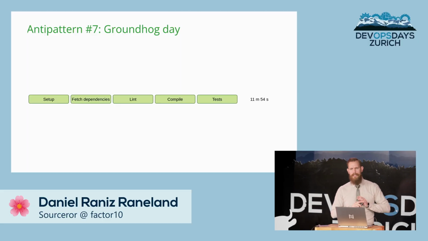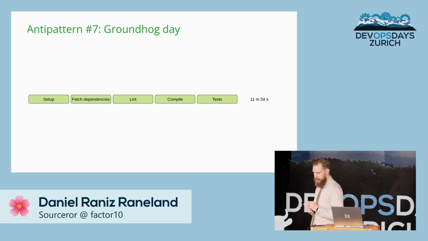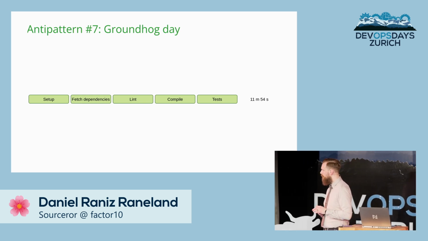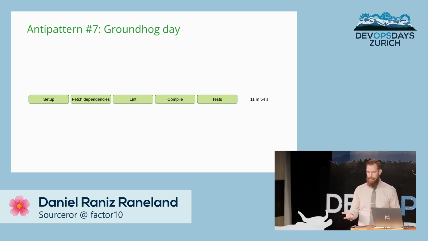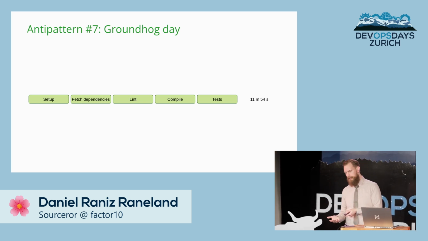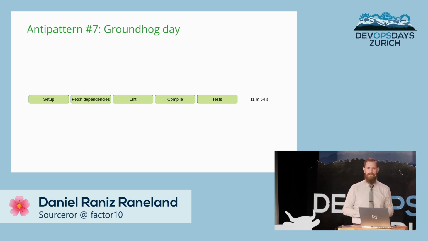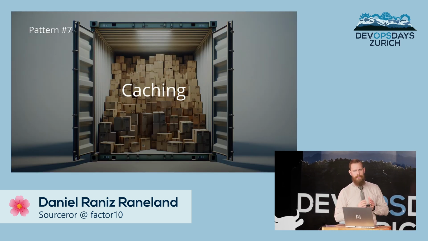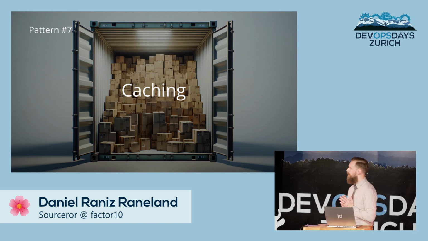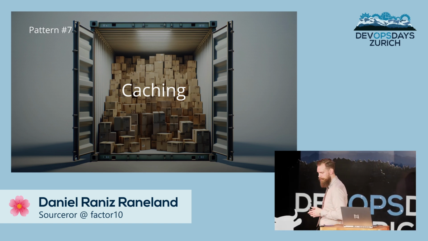We can do things to alleviate this. For example, here is a Rust pipeline again. We set up, we fetch dependencies, we run the linter, we compile, and we run tests. Takes around 12 minutes. The first pattern for solving this is caching, pattern number 7.